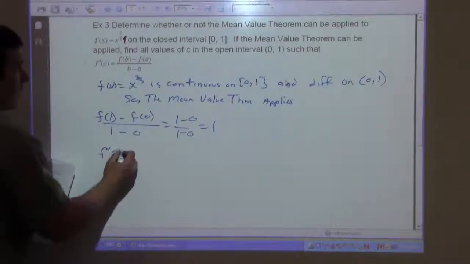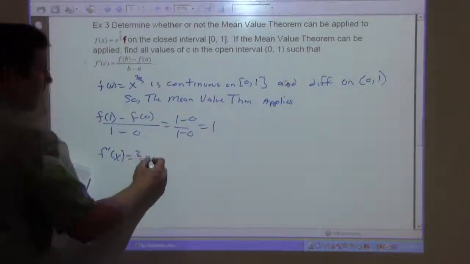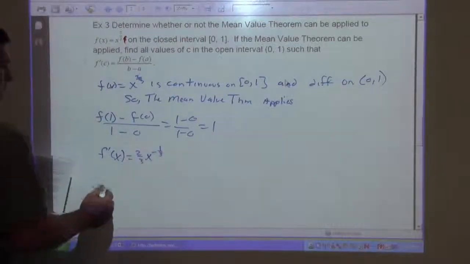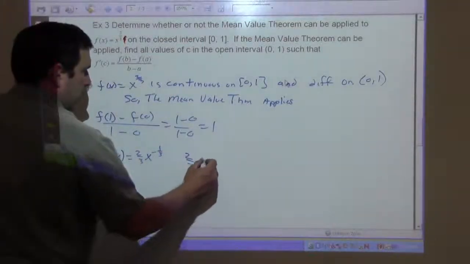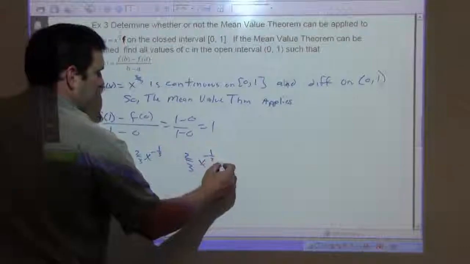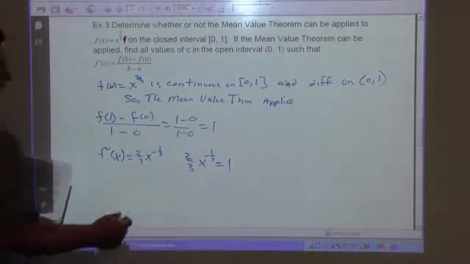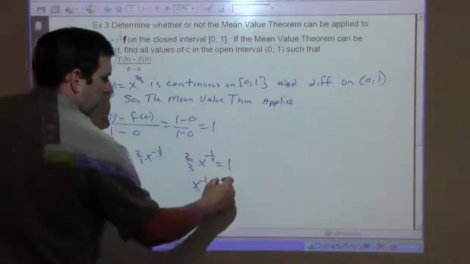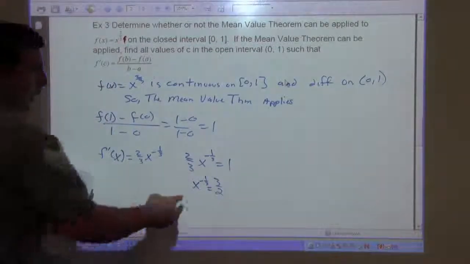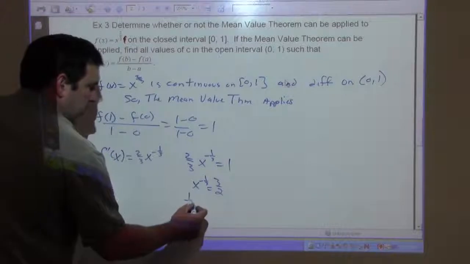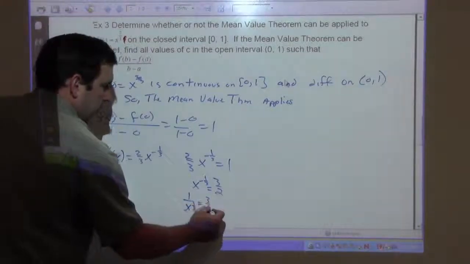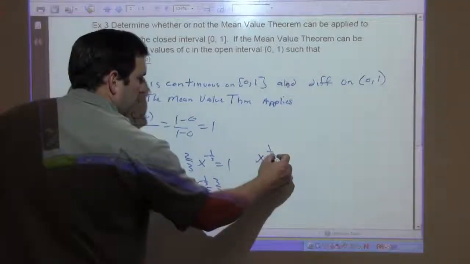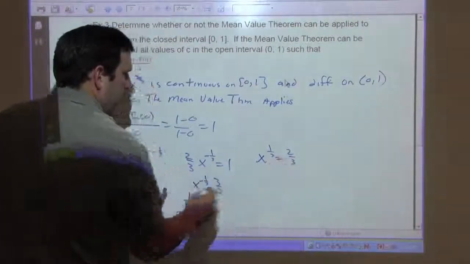f prime of x is going to be 2/3 x to the negative 1/3. So where's 2/3 x to the negative 1/3 going to be equal to 1? That's where x to the negative 1/3 equals 3/2. And what we're seeing here, this is 1 over x to the 1/3 equals 3/2, or x to the 1/3 equals 2/3.